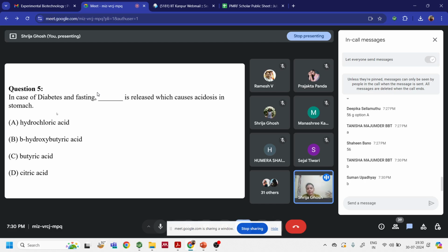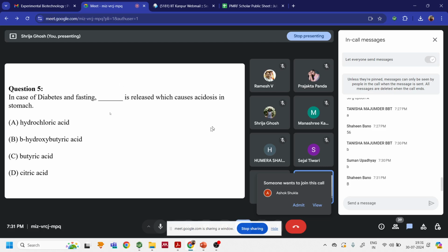We have more answers, everyone is answering option B. So that is the correct answer, beta hydroxybutyric acid. In case of diabetes and fasting, mostly beta hydroxybutyric acid is released and it causes acidosis. Acidosis is basically a decrease in the pH. It creates an acidic environment, and because of that, it causes a lot of symptoms like headache and nausea. So beta hydroxybutyric acid is the correct answer.